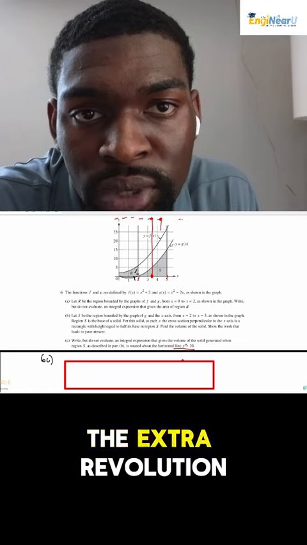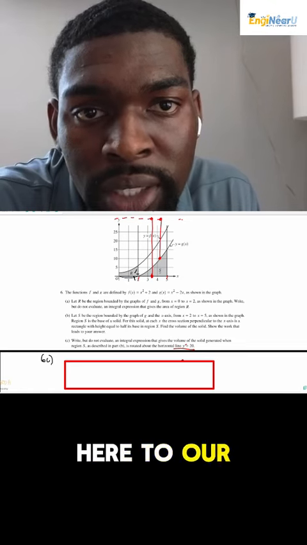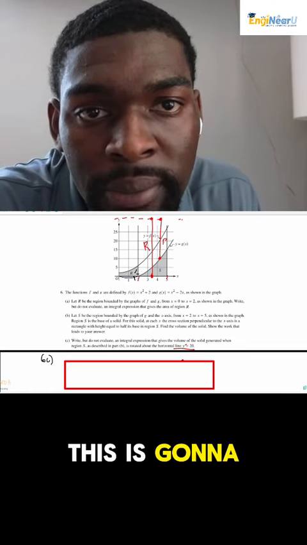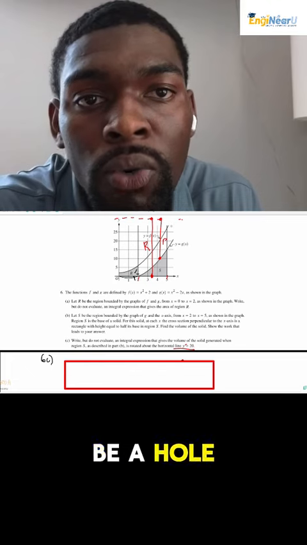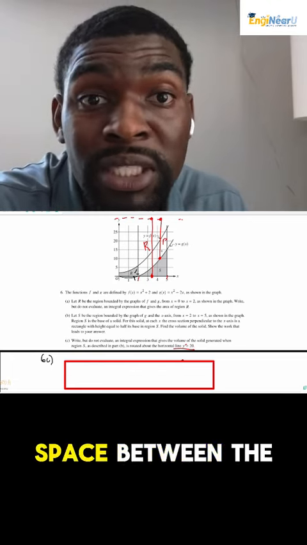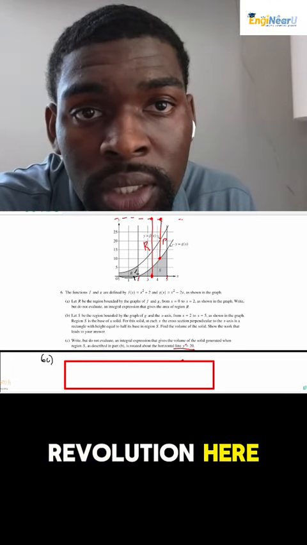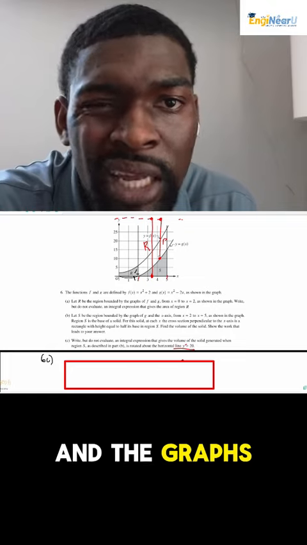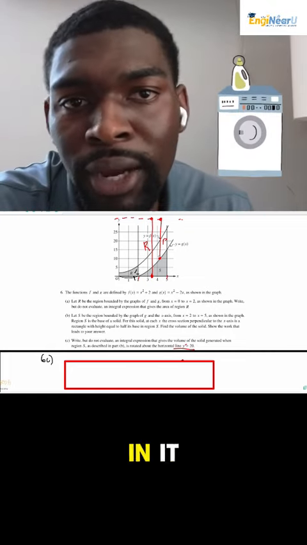Then it's going to go back here to the axis of revolution, and it's going to go all the way here to our inner. And this is going to be my big R, and this is going to be my little r. And the reason why we know that is there's going to be a hole. So this little r represents the space between the axis of revolution here. That's the axis of revolution, and the graphs, and that's our hole. Remember, a washer has a big hole in it. It's like a washing machine, right?